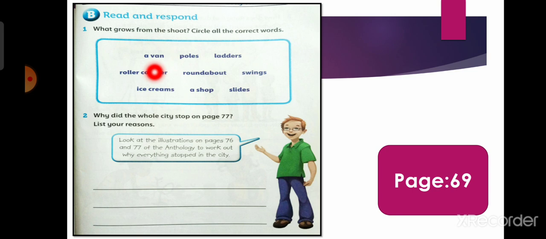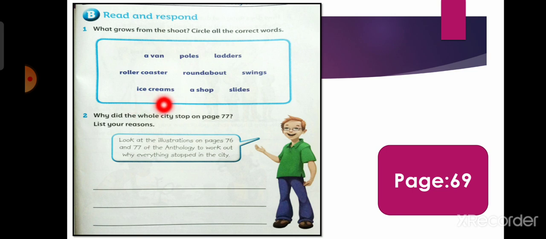A van? Obviously not. Poles? Yes, you are right, so you will circle it. Poles. Ladders? You will circle the ladders also. The next word is roller coaster. Yes, you are right. Roller coaster. Shoots grew into the roller coaster also. You will circle it also. Roundabout. You will circle this word also. And what about swings? Yes. You will circle this word.